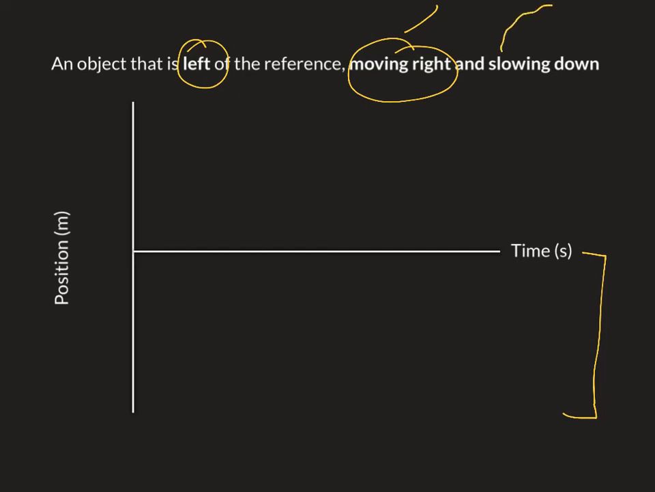All right? So I actually have all the bits of information that I need to know. This object is to the left of the reference, so I'm going to start it down here, to the left of this reference point. It's moving right, so we're going to have our line going upwards, and it's going to get flatter and flatter and flatter over time. Okay? This graph that I've drawn is the exact position time graph for this thing. It covers all 3 points it's talked about.